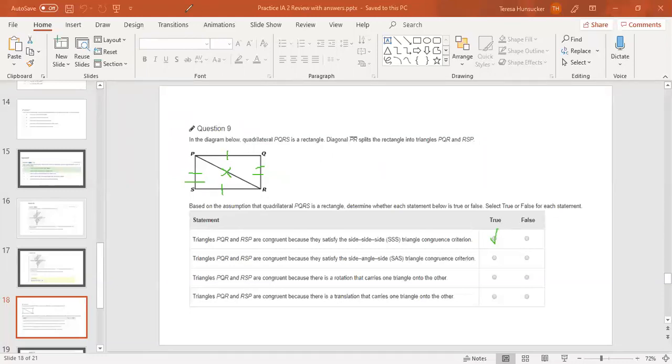The next statement says triangle PQR and RSP are congruent because they satisfy the side angle side congruence criterion. Okay, remember a rectangle is a parallelogram. And a parallelogram has 2 pairs of parallel sides. So I can think of PQ as being parallel to RS.